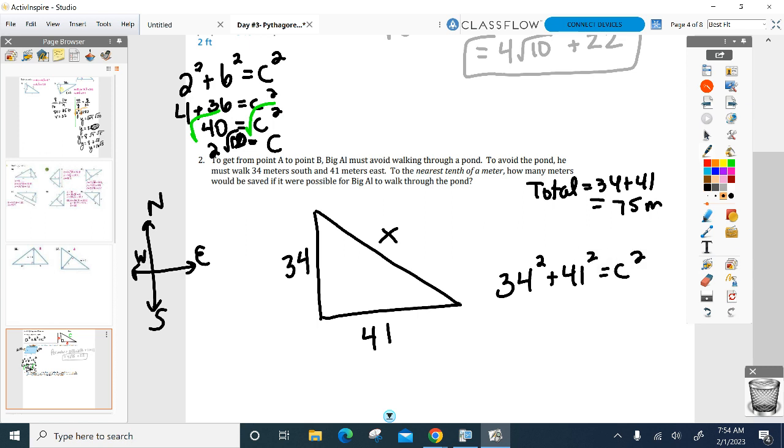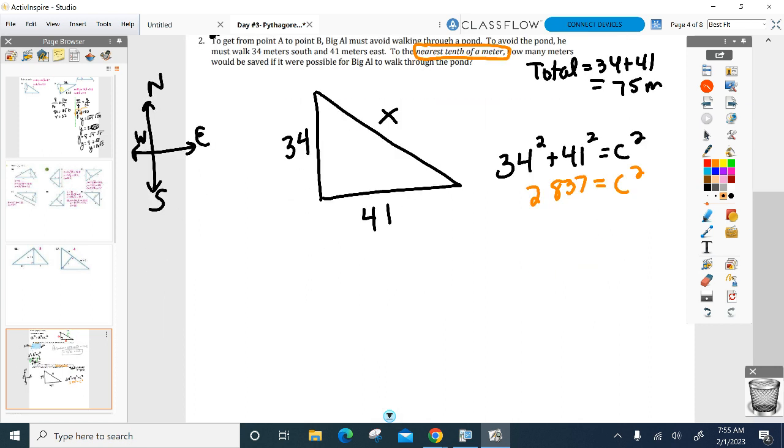And we don't need to leave it in simplest radical form because look at directions. To the nearest 1/10 of a meter at the end of the problem, at the end. So I have 2,837 equals c squared. Take the square root of both sides.